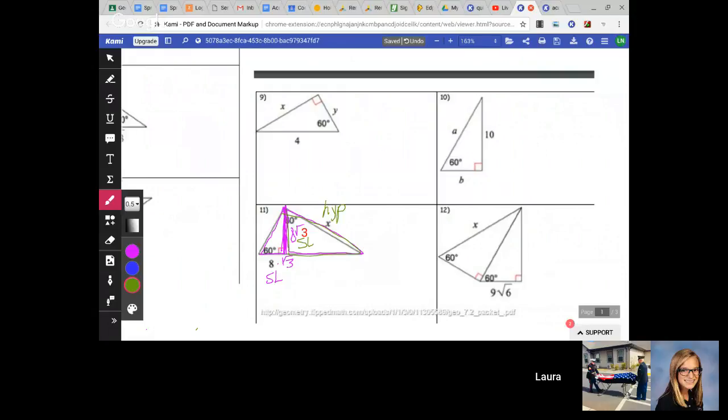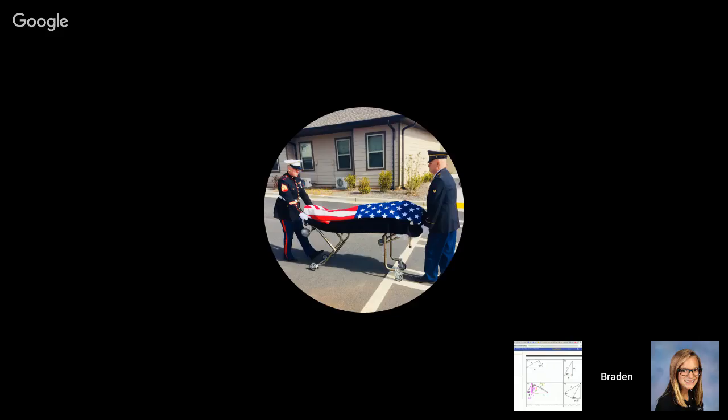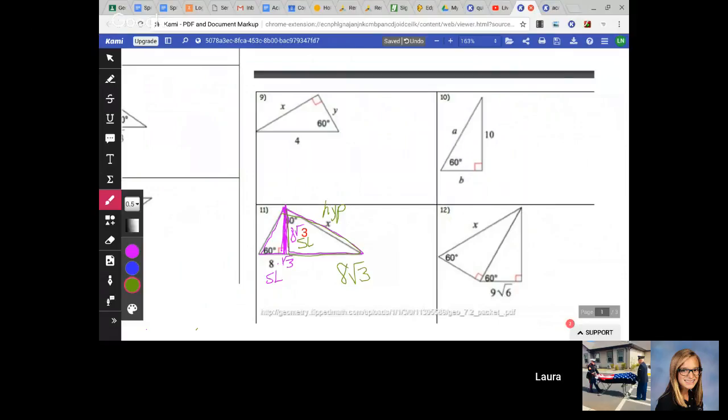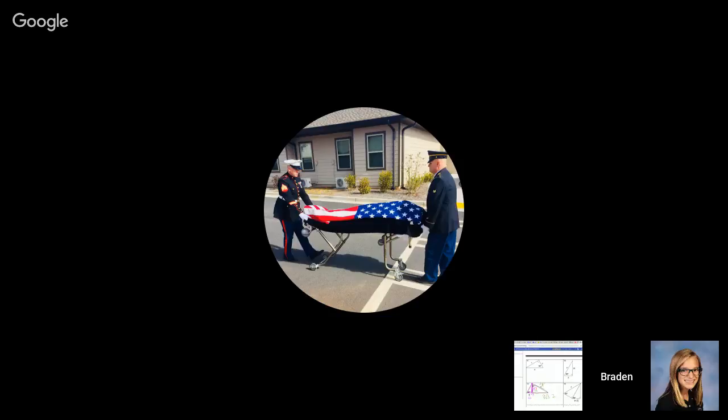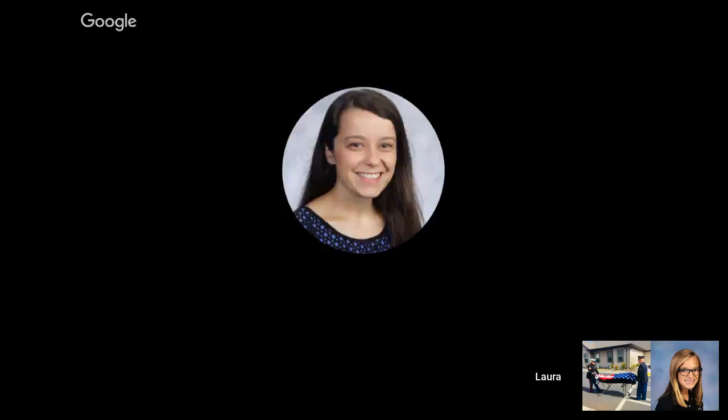If you're going from a short leg to the hypotenuse, are you getting bigger or smaller? My bad, it's 8 times 2. 8 root 3 times 2. Yep. So how much is your hypotenuse? 16 root 3. Yep.